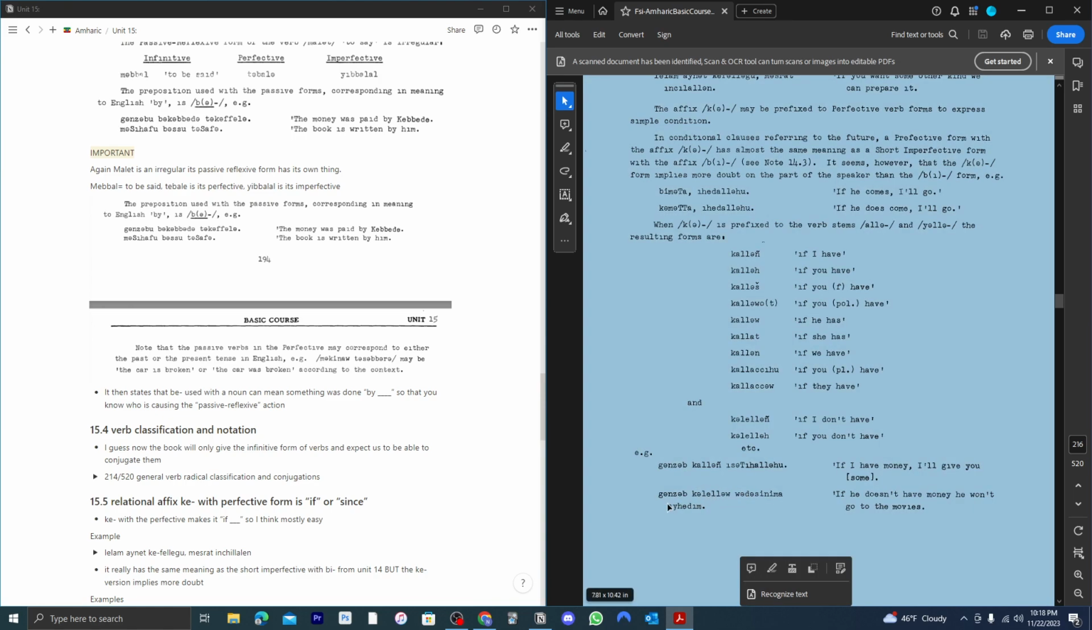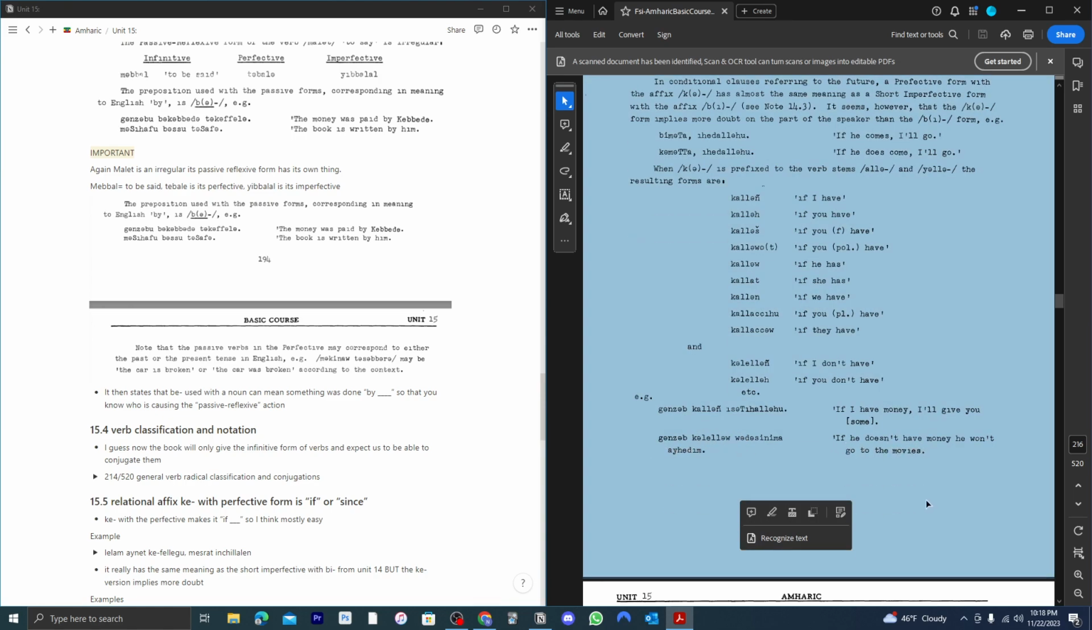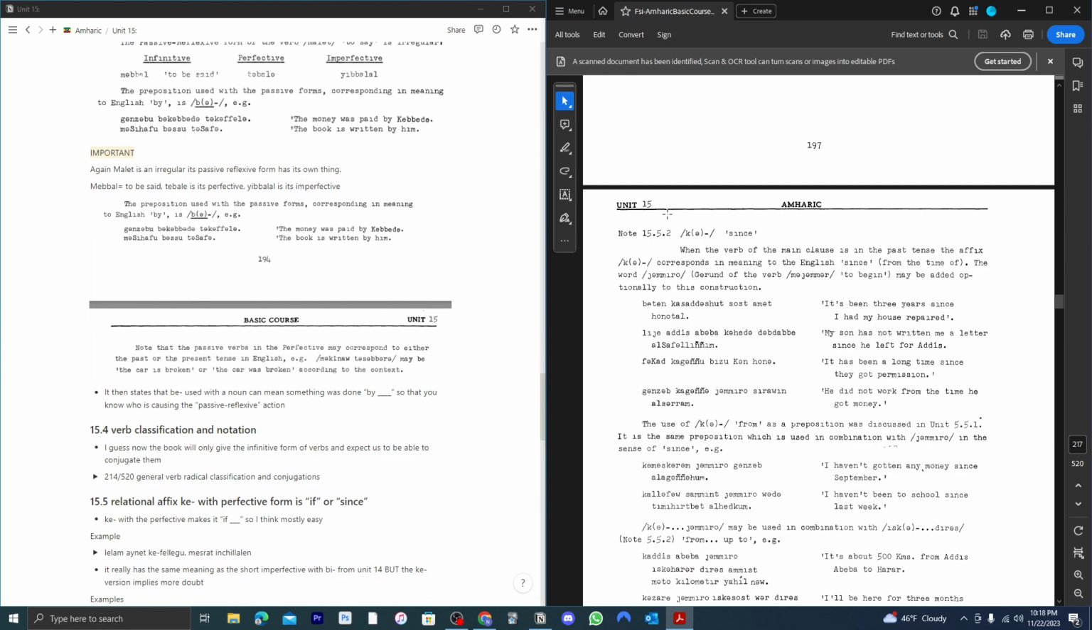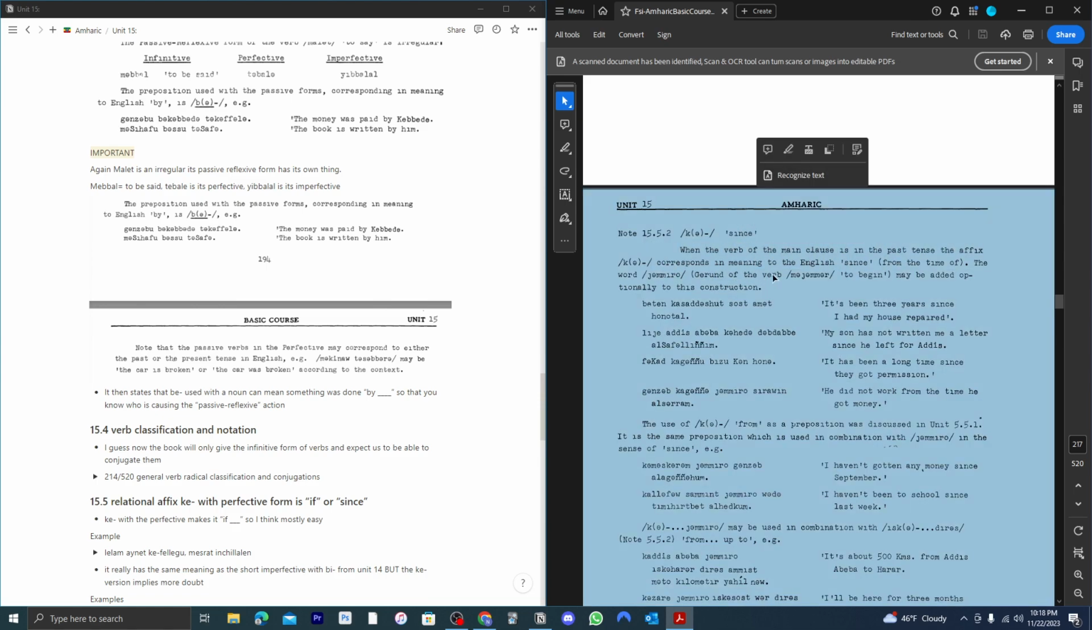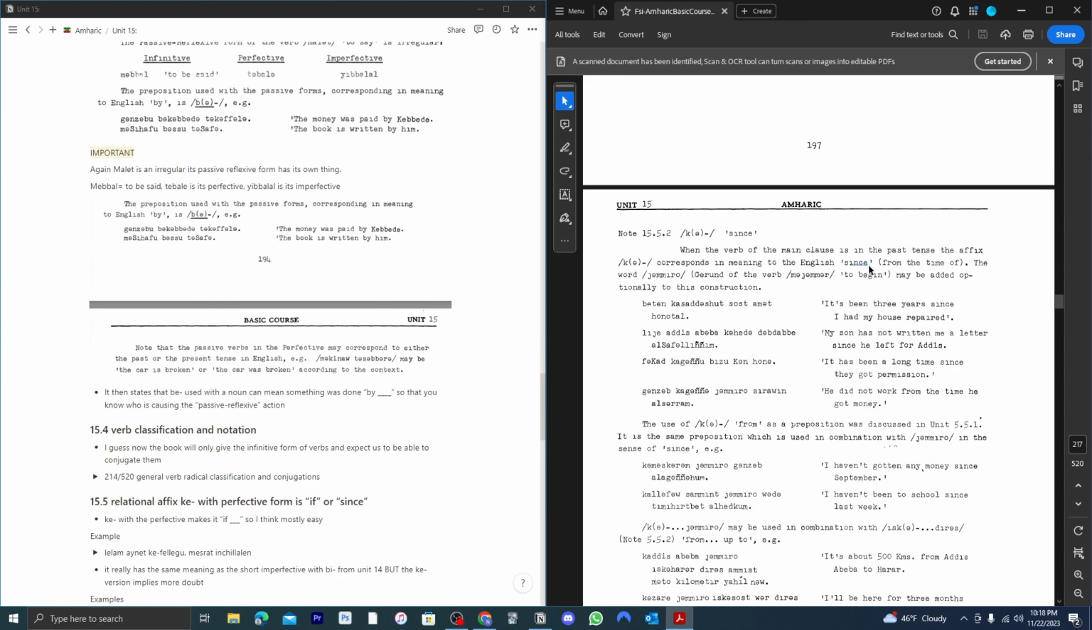When he sends him a bait, I hit him. Like he won't go to the movie, he doesn't have any money, right? Ka can also mean since. It's saying when the verb of the main clause is in the past tense and ka is attached to it, that can mean since. And sometimes it will optionally throw in the postword gemero, but it may not be there.